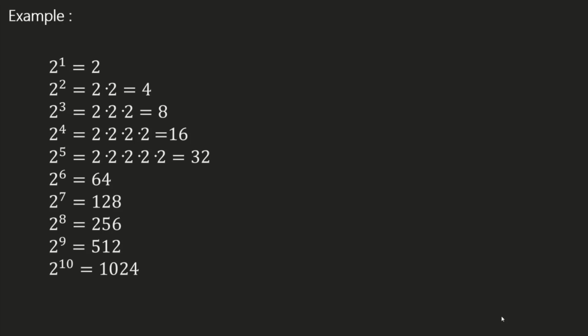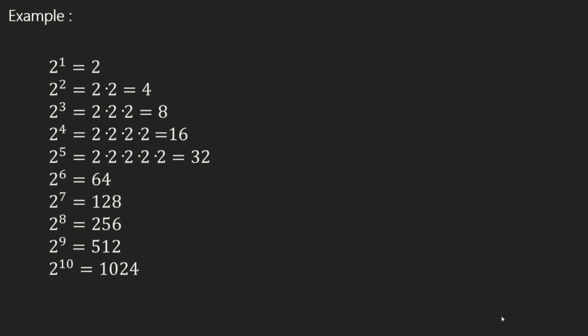Now let's look at some examples. On the first line, we have 2 to the power of 1. So that means we'll only have 1 2, and the answer is 2. On the second line, we have 2 to the power of 2. This means that we have 2 2's multiplied together. So that's 2 times 2, and that gives 4. On the third line, we have 2 to the third. This represents we have 3 2's multiplied together. So that's 2 times 2 times 2, and the answer is 8.